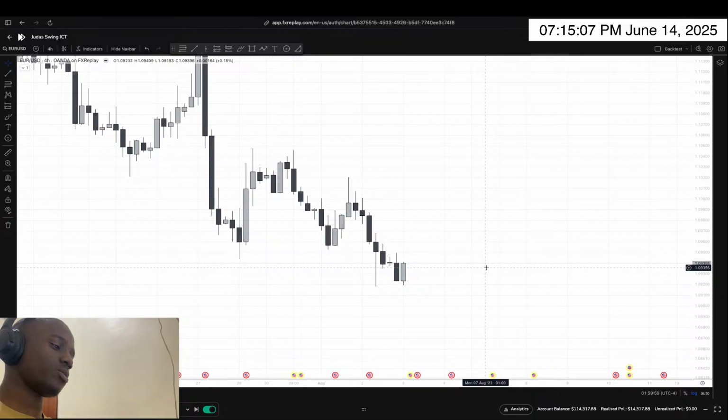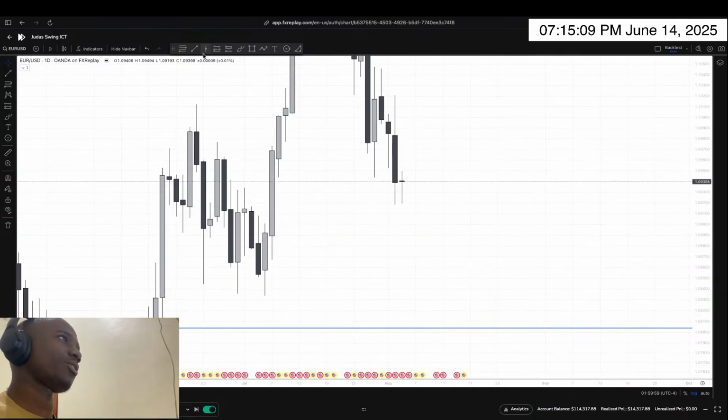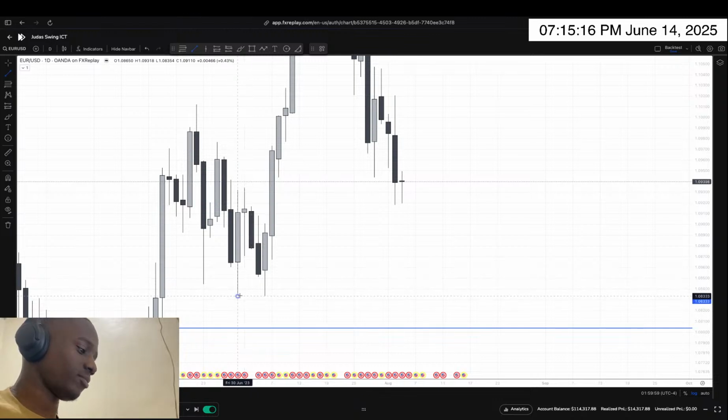Anyways, so the 4 hour, I wouldn't like to draw any POIs on the daily time frame, maybe liquidity zones, but not POIs, because then that will be reached in years and years. So you have these relatively equal lows here.